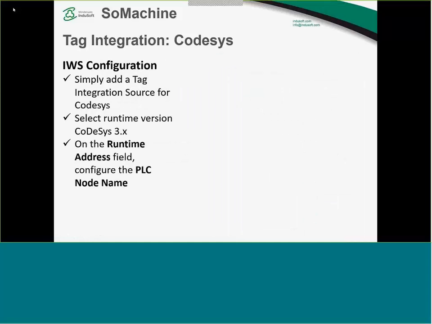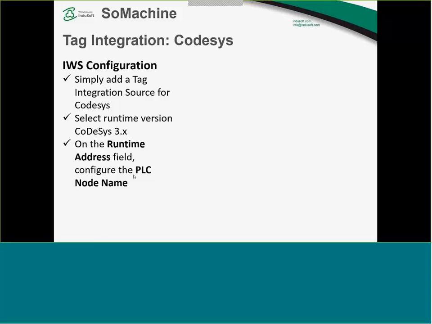Again, the tag integration is very simple. For the configuration, you add a tag integration source specifically for Codesys. You select the runtime version as Codesys 3, and you have a field that is the runtime address. There, you configure the PLC node name. That's the part that is a little bit different depending on which Codesys flavor you're using.